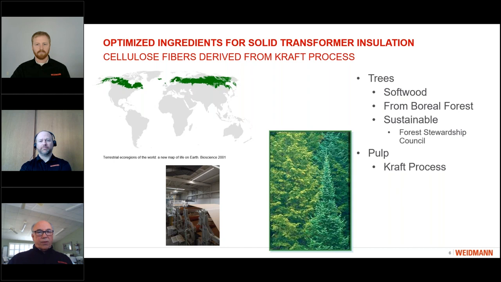The other point to get a good, pure, strong fiber is when you derive the cellulose from the tree itself, there's a process called pulping, which can get those fibers out. And there's a pulping process called the Kraft or sulfate process. And this is the best process. It's the most gentle on the fibers, and again, maintains this long length. So 2 criteria: softwood trees from boreal forests, and then the cellulose fibers are derived using the Kraft process.